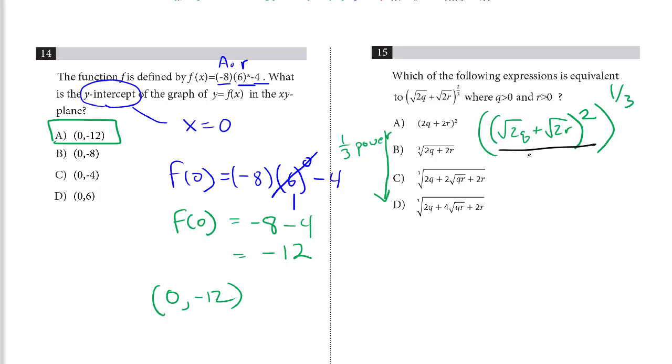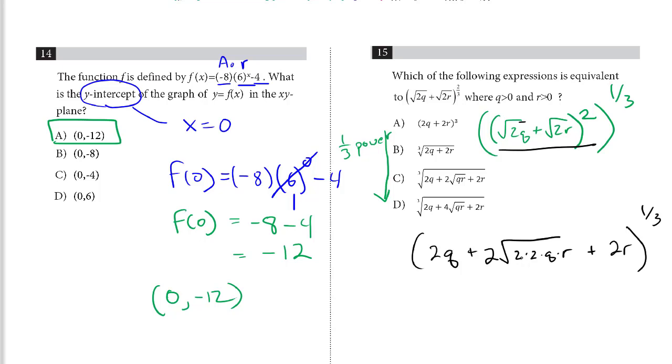How would we evaluate that? Well, it's a perfect square. A perfect square is square the first, that is square root of 2q squared, which is 2q, plus double the product of the 2. So that's root 2q times root 2r, which is root of 2 times 2 times q times r, and we double that. And then I square the last. So the square root of 2r squared is just plus 2r. This all is raised to the 1/3 power.